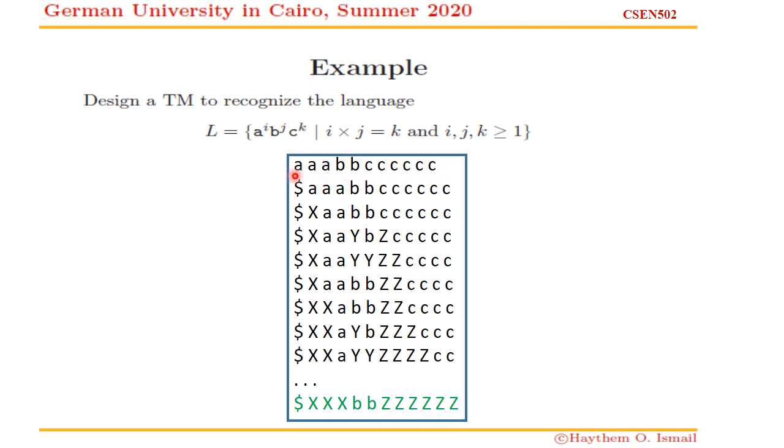Okay. So first of all, we're going to shift the whole thing to the right and write the $ sign at the beginning. Then you look for an a, you found an a, you cross it off. Then you skip all the a's until you find a b. Then you replace the b with another symbol, let's say a y. Then you skip b's and you look for the first c. You basically keep on moving to the right looking for the first c, and you replace it with, let's say, capital Z.